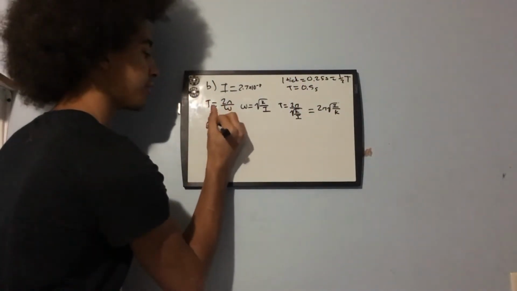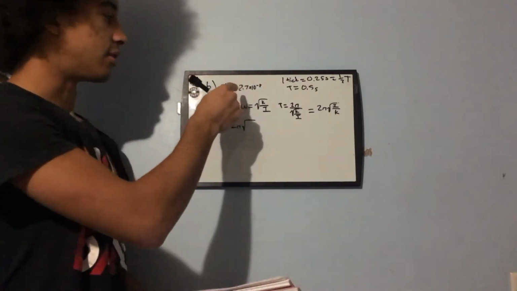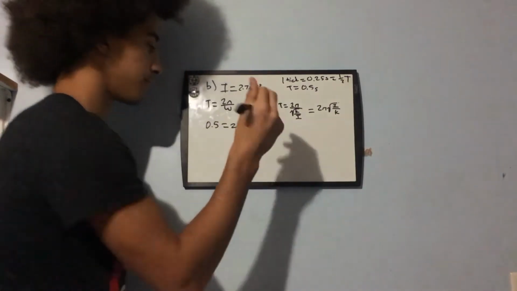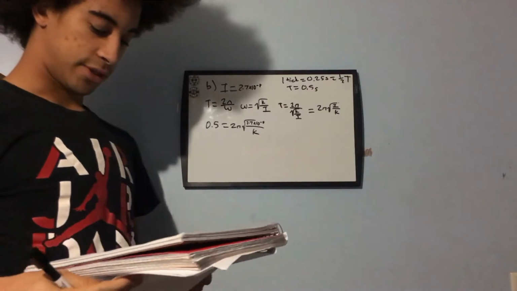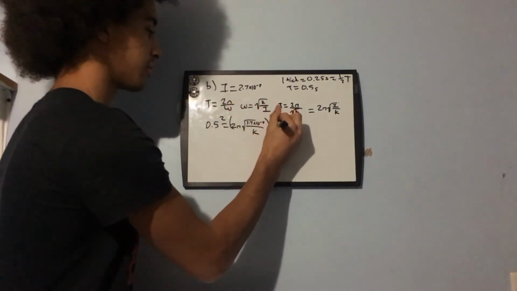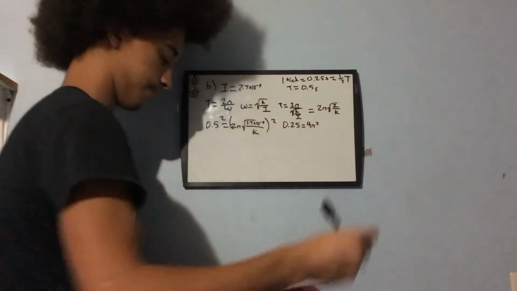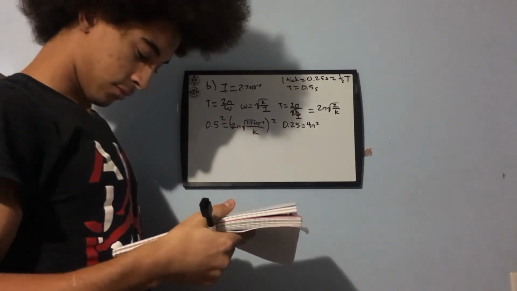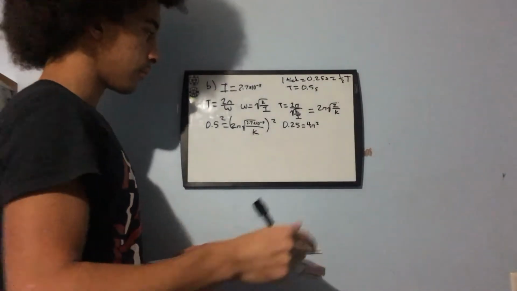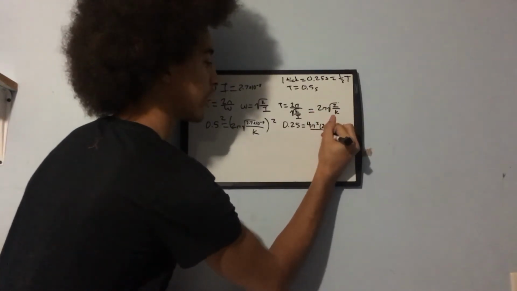So we plug that into the period and get 0.5 equals 2 pi root, and we plug in this I that we know, the moment of inertia that we know, 2.7 times 10 to the negative 8 over k. So then what we'll want to do is square both sides so we can isolate k. So we square, and we have 0.25 equals 4 pi squared times 2.7 times 10 to the negative 8 all over k.